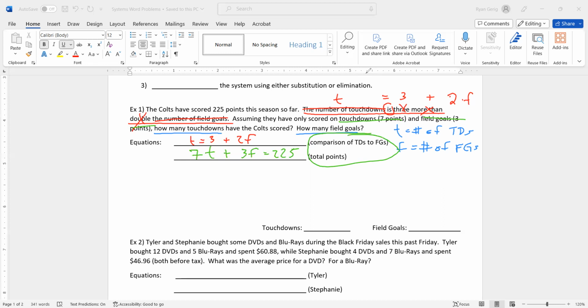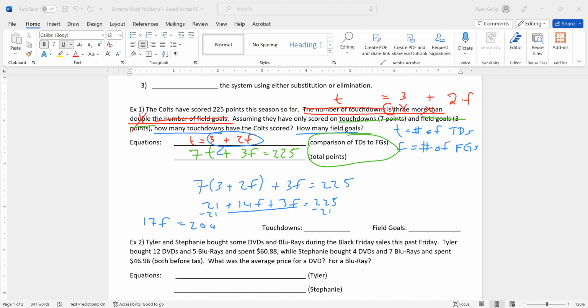I'm going to go quickly now because this is what we've done in lesson 2 and 3. I'm going to do substitution because I have T by itself. So 7 times 3 plus 2F plus 3F equals 225. Distribute: 21 plus 14F plus 3F equals 225. 14 plus 3 is 17F. I'm going to go ahead and subtract the 21 from both sides. It gives me 204. Divide by 17, and I get F.